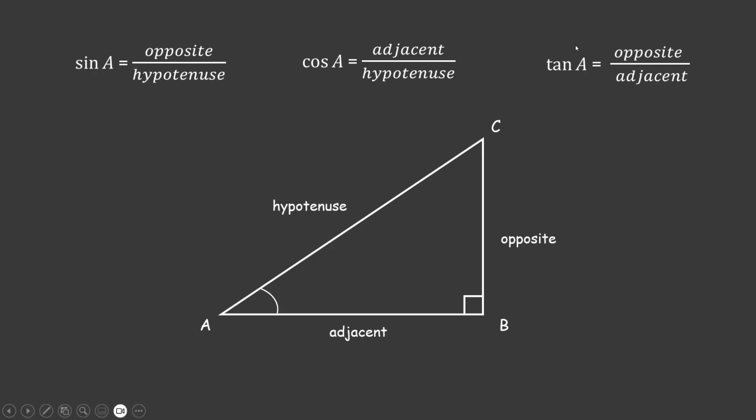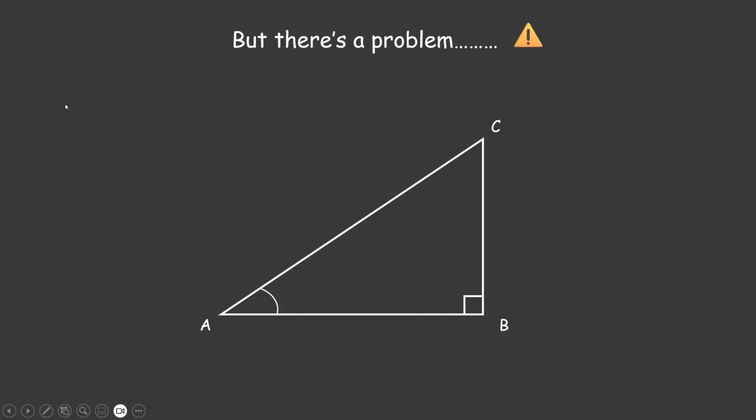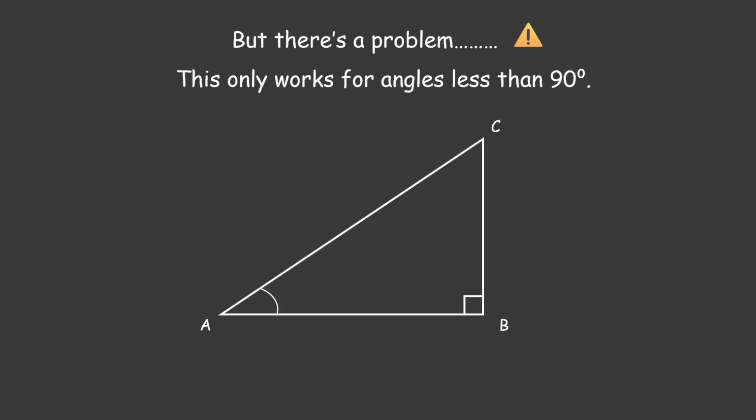Then, so on, we can find cotangent of A, which is reciprocal of tangent, secant of A, which is reciprocal of cosine, and cosecant of A, which is reciprocal of sine A. But there is a little problem with this. This only works for angles less than 90 degrees.